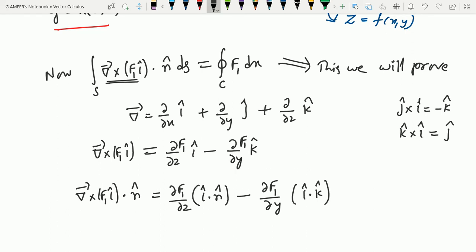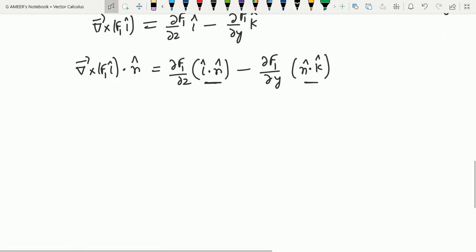Let's see. I'm sorry, so this is n cap dot k cap. We'll see what these are. Either you convert this in terms of this, or this here in terms of this. So any one thing we will convert. So let's see how the next step will look.